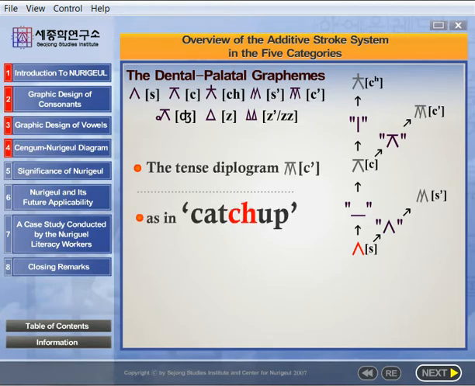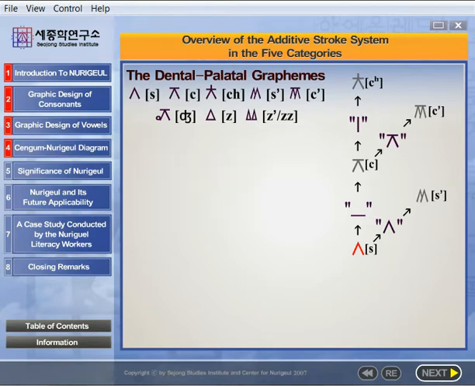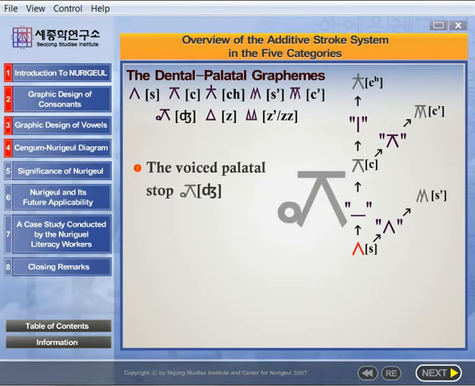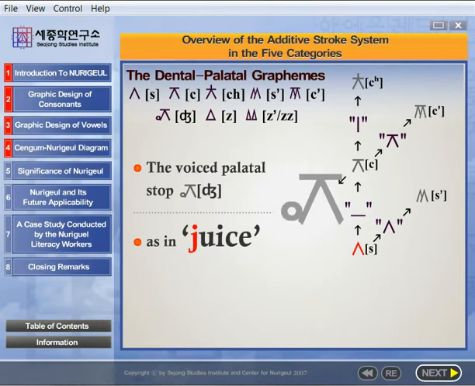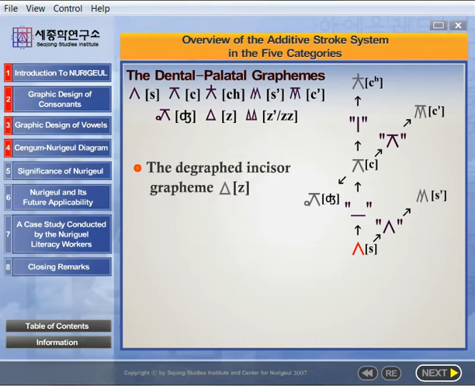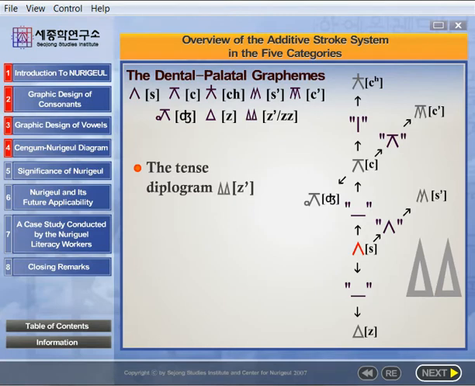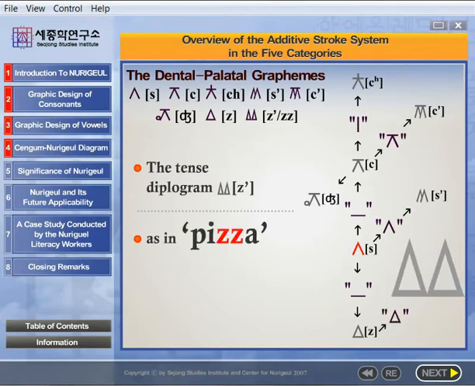This sound is as in ketchup. The voiced palatal stop, J, as in juice, is formed by adding a symbol of voiced sound to the lower left corner of the letter J. The ingraft incisor grapheme, Z, as in visa, is formed by adding the horizontal stroke below the grapheme S. The tense diplogram, as in pizza, is formed by the same letter Z written side by side.